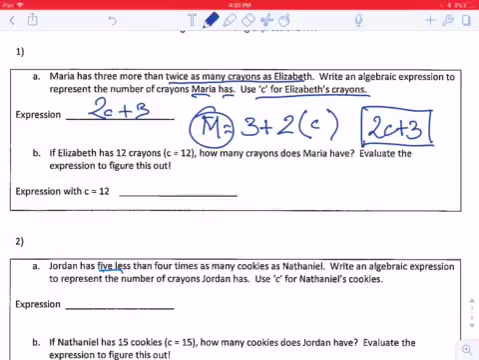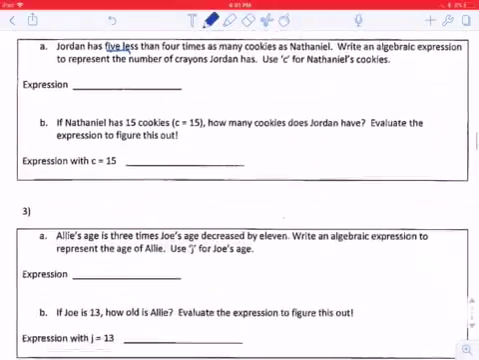In the next problem, it tells us Elizabeth has 12, so we can use our substitution trick. She has twice as many as Elizabeth has. That's 24, and 3 more. So we can tell the value of this now. 24 plus 3 would be 27. Okay.